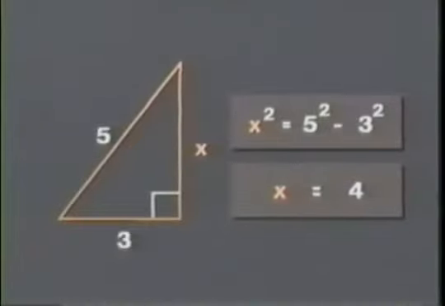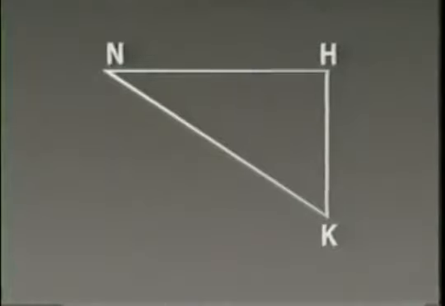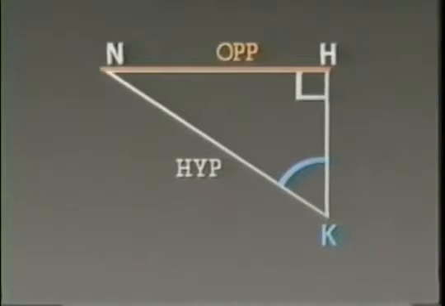Up to now, we've only used triangles in this position. But triangles come in many orientations. To identify the sides, first look for the right angle, then the hypotenuse. Next, look for the angle you're concerned with. Opposite this angle is, of course, the opposite side. The remaining side must be the adjacent side.